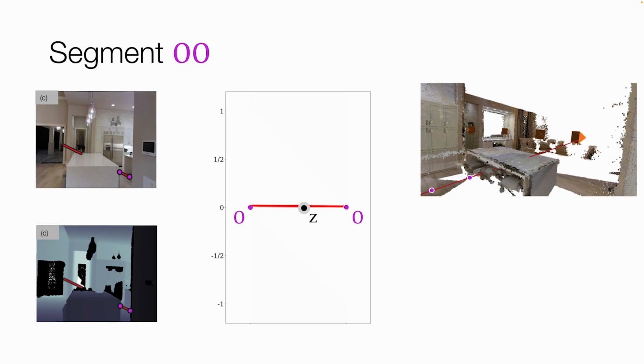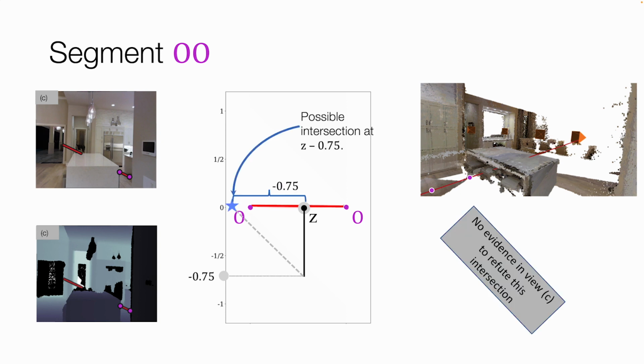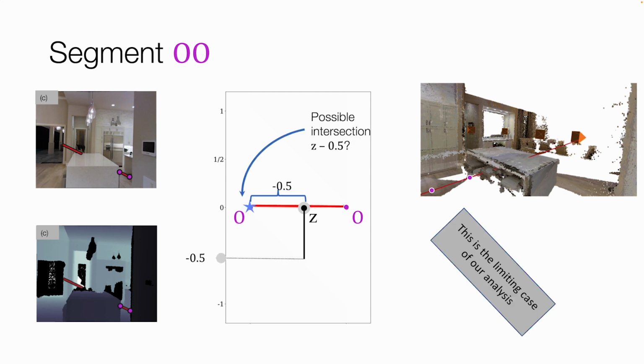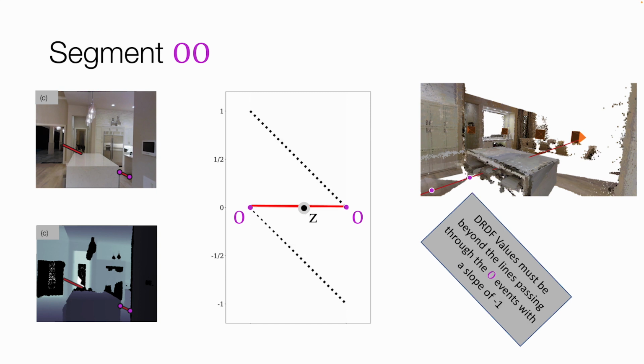Now consider another case where the DRDF at Z is minus 0.75. That means that there is an intersection at Z minus 0.75, which is beyond the occlusion event. We do not have evidence to refute this in view C, hence minus 0.75 is a permissible value. Now if we consider the value of DRDF to be minus 0.5, that means that there is an intersection at Z minus 0.5, which is right before our occlusion event. Hence, this value is a boundary of permissibility and is a limiting case of our analysis.